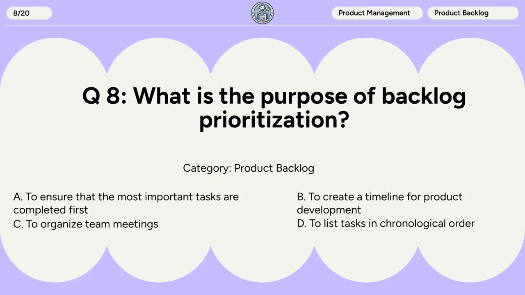Question 8. What is the purpose of backlog prioritization? A. To ensure that the most important tasks are completed first. B. To create a timeline for product development. C. To organize team meetings. D. To list tasks in chronological order.